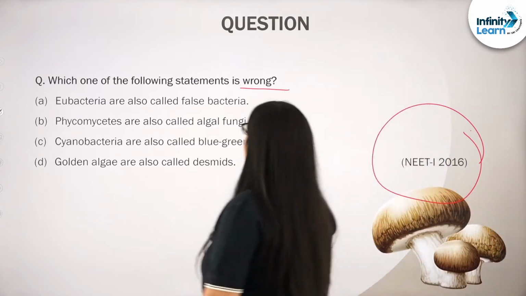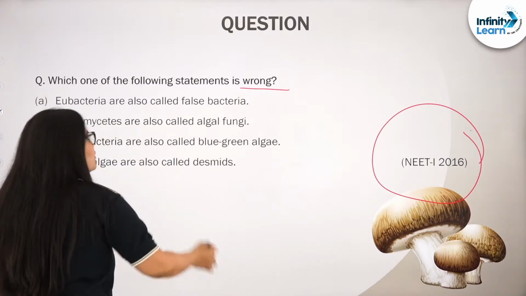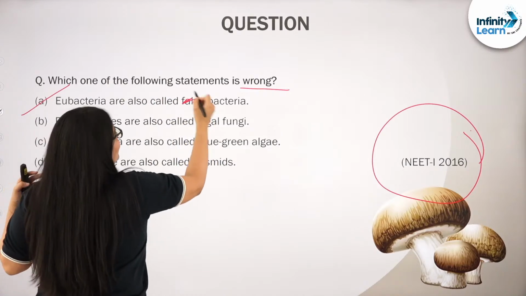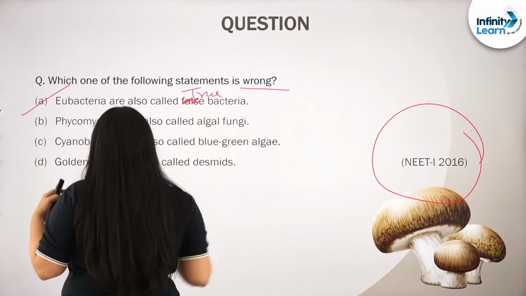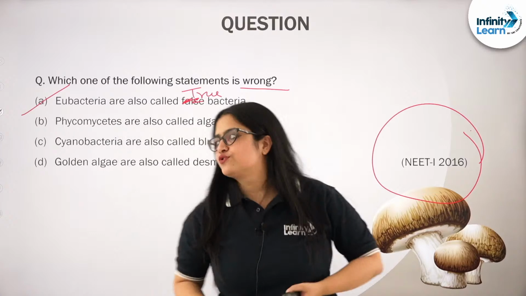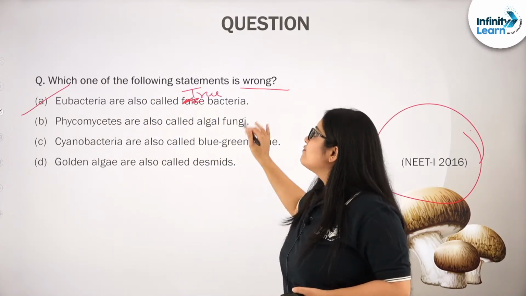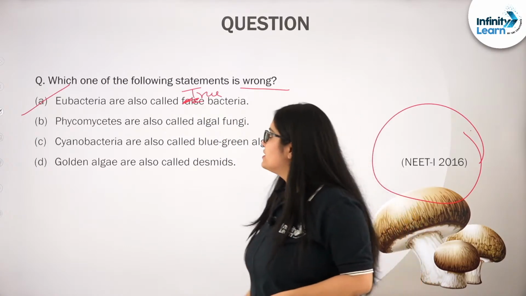So yeah, the answer is: eubacteria are also called false. No. Eubacteria means true bacteria. Let us see the other options also, although we got our answer. Phycomycetes are also called algal fungi. Yes, because of the aquatic habitat.